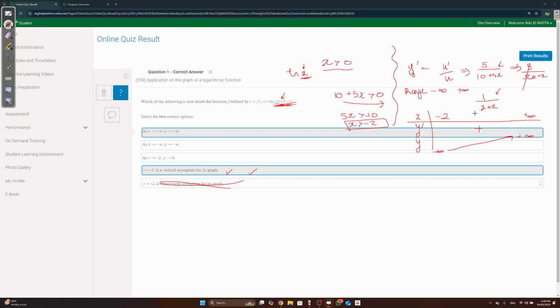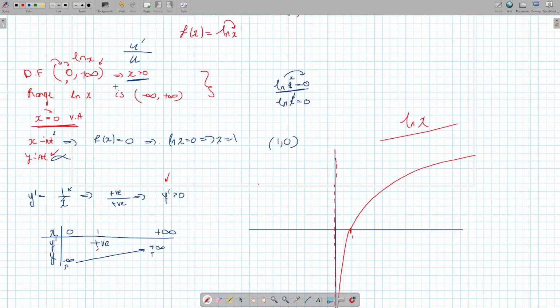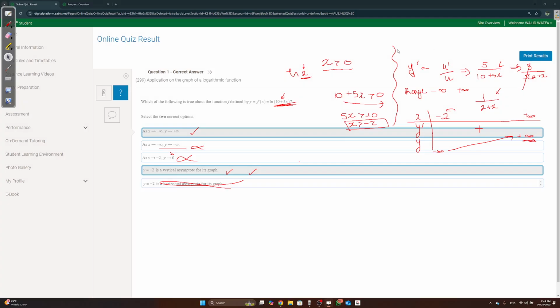So what does this tell me about my behavior? As x approaches -2, y will approach -infinity. Here, what do they say? Y is approaching 0. Wrong. As x approaches positive infinity, y is approaching what? Positive infinity. So that's correct. As x approaches -infinity, y approaches -infinity. Actually, can x approach -infinity here? Is -infinity part of my domain? No. So that's wrong. Just remember the properties of ln that I said here. The range is -infinity to positive infinity. Always.